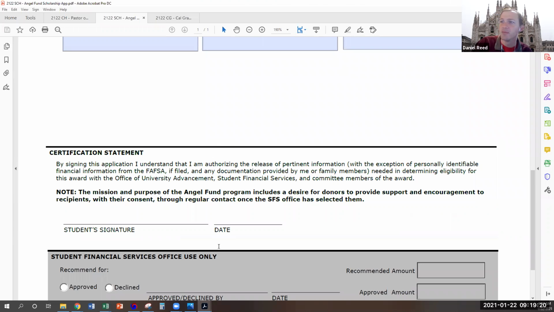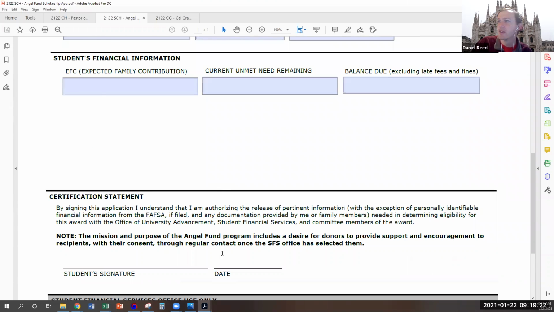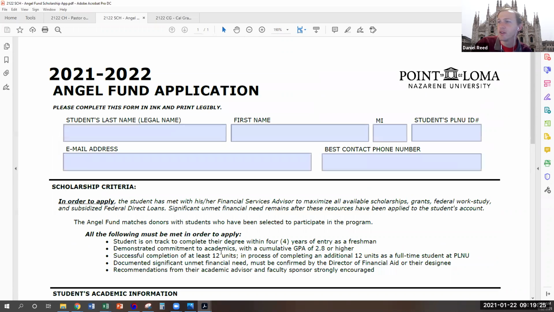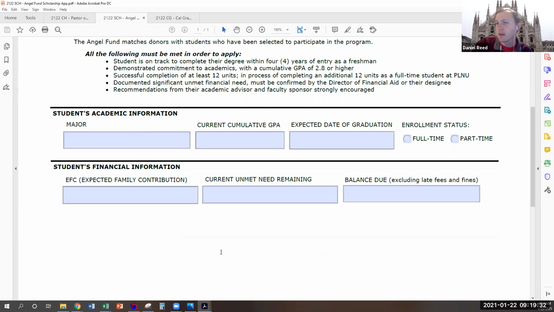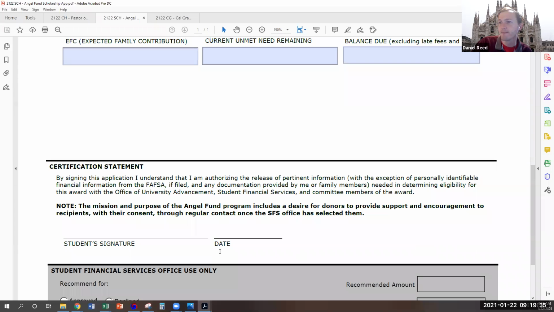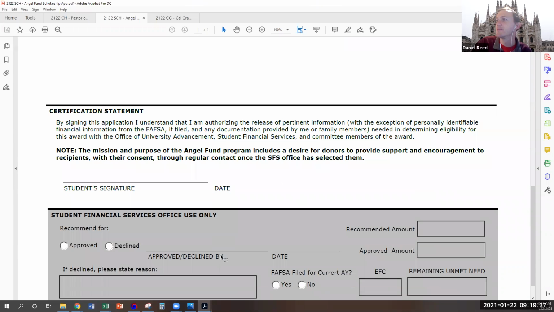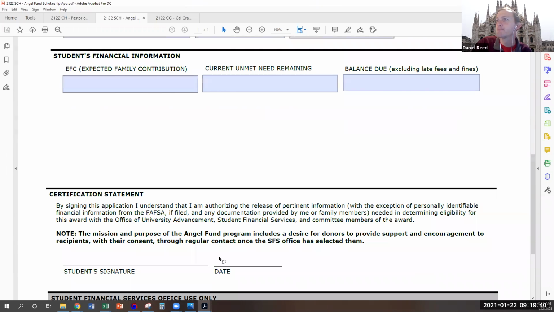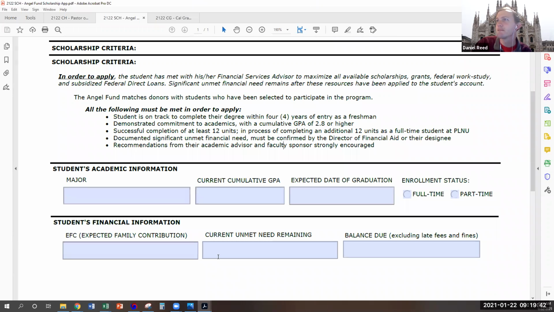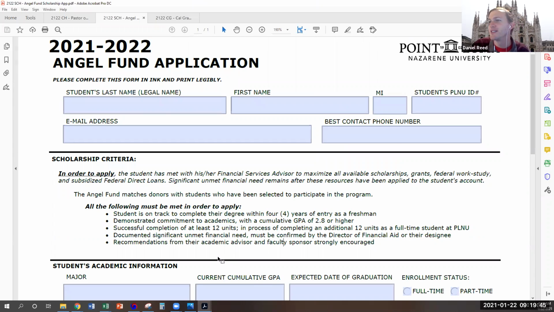I know that often we do this via email, or students get a summary of their situation. As I look at this, it should also ask for a summary of their current situation, which determines the need for an Angel Fund. So we may actually have one more update to make on this form.